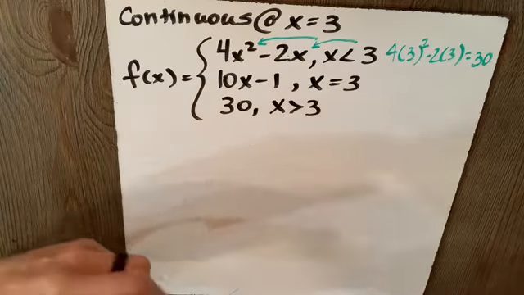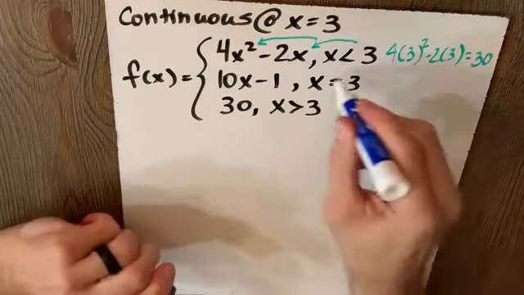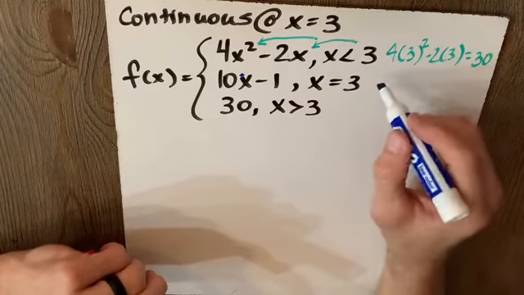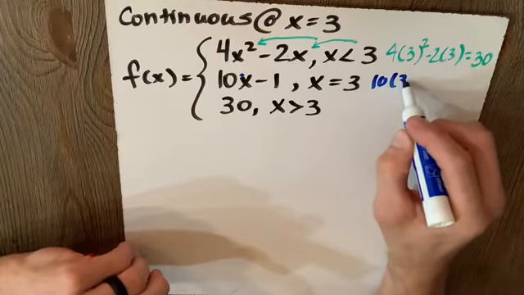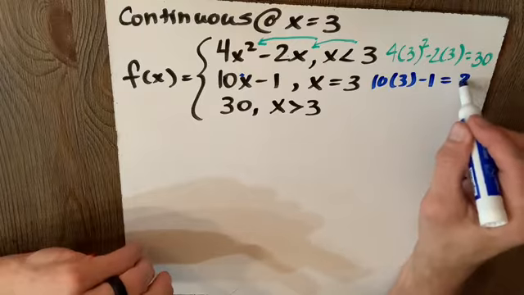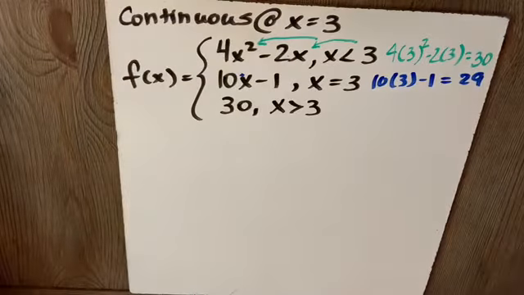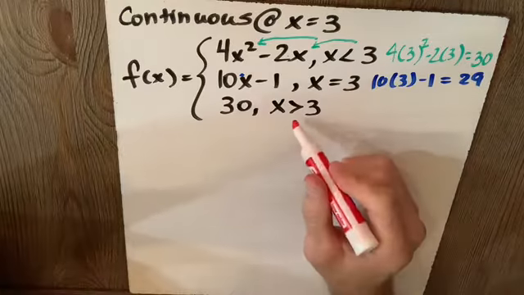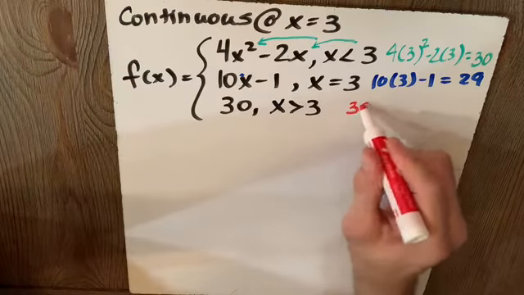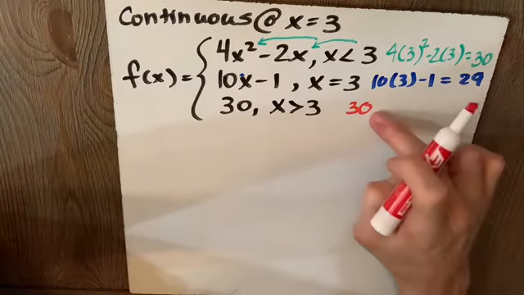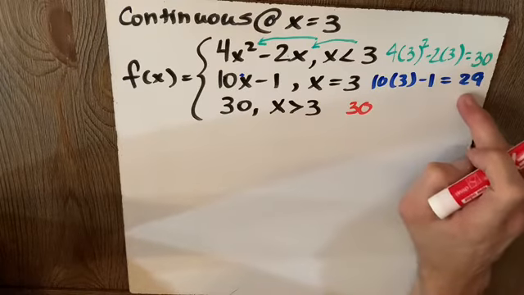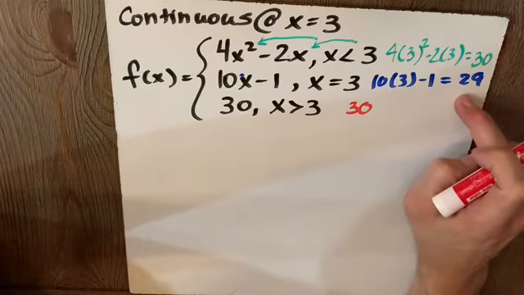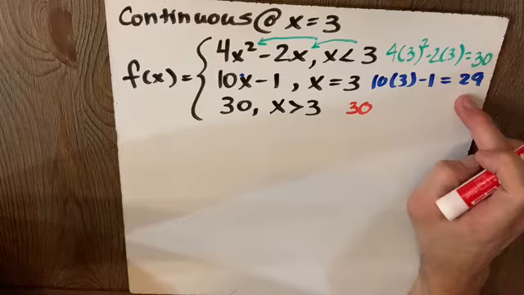How about this middle function? If I put in a 3 for x, I get 10 times 3 minus 1. 30 minus 1 is 29. I can already tell the function is not continuous. And for all values of x greater than 3, I'm going to get 30 here. So 30 matches up there, but 29 is present there. So this will not be a continuous function.